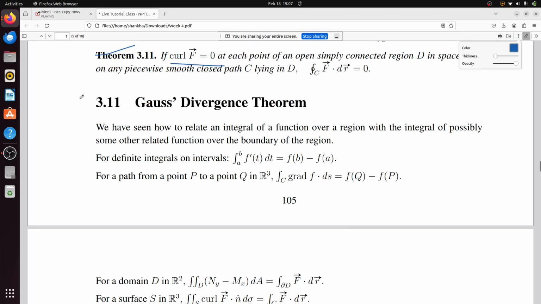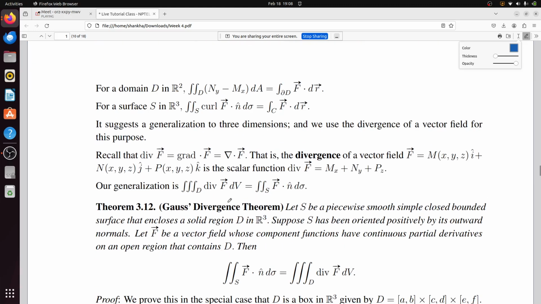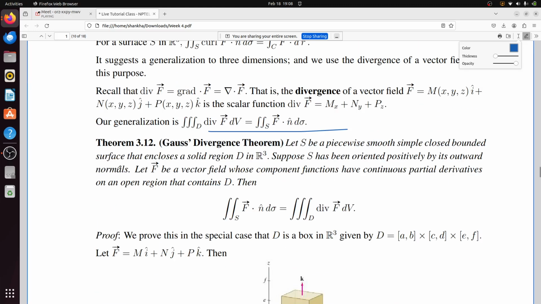Now this is also one important theorem, that is called Gauss divergence theorem. So Green's theorem. Now what is in Stokes theorem? Stokes theorem gives us the idea about the relation between line integration and surface integration. Now there is Gauss divergence theorem. This Gauss divergence theorem will give you the relationship between surface integration and the volume integration.